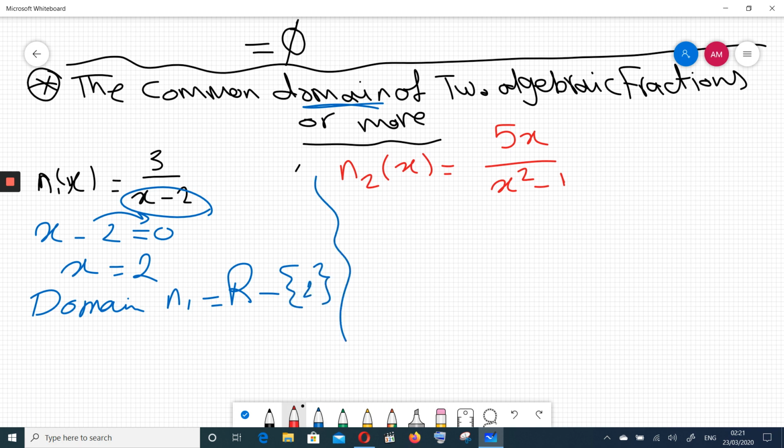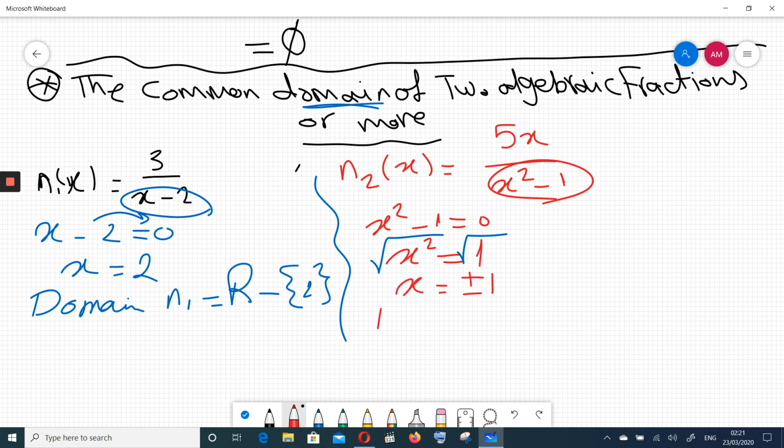What about n2? n2 of x is also using our denominators, x power 2 minus 1 equals 0. That's meaning x power 2 equals 1. Now we get the square root for first and second, for both of them. So x equals positive or negative 1. And the domain equals R difference the set of 1 and negative 1.